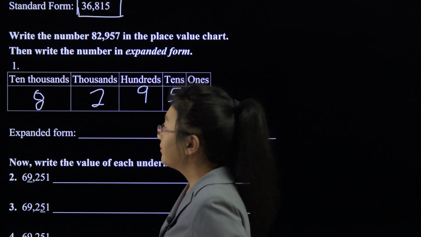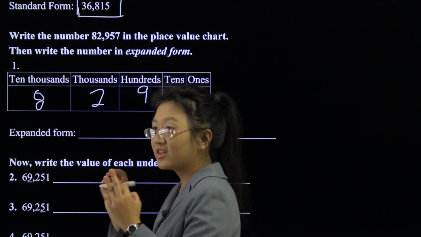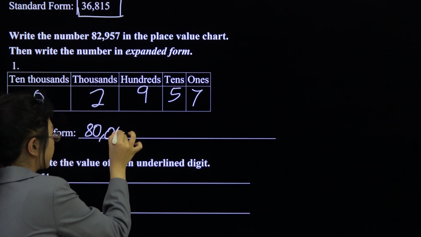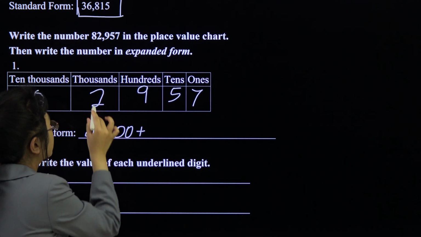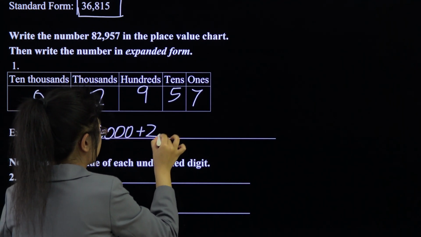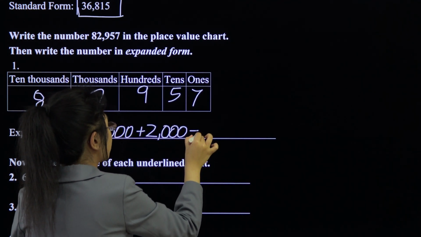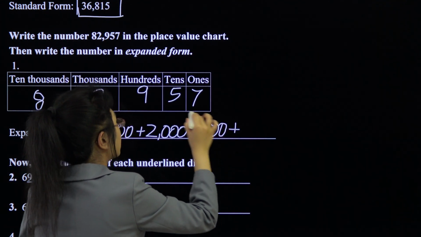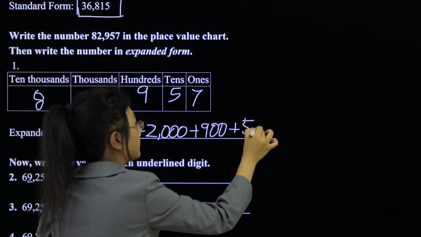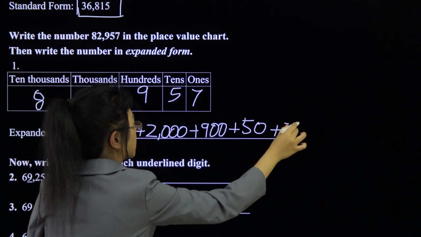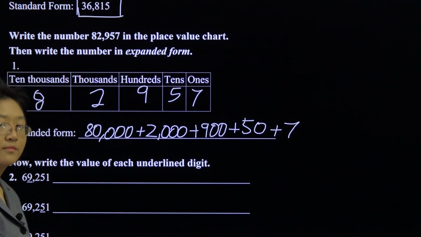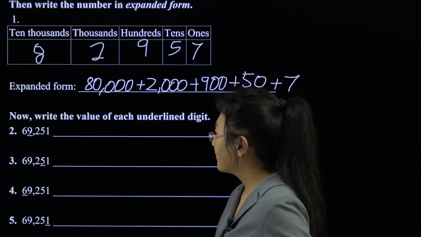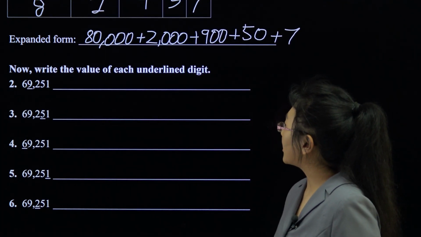So for the expanded form, we look at the place value chart and we get 8 10,000s. So that's 80,000 plus there's 2 thousands, so that's 2,000, plus there's 9 hundreds, 900, plus there's 5 tens, 50, plus 7 ones is just 7. Well, that's that. Now we write the value of each underlined digit.